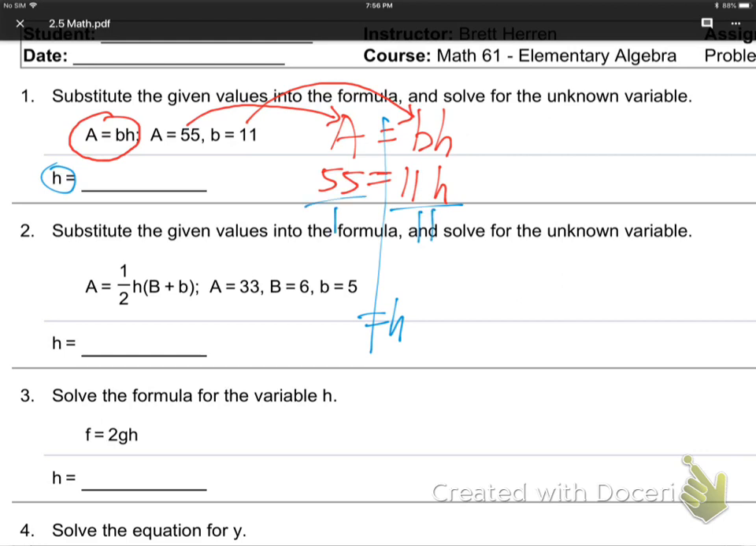And whatever you do to one side, do to the other. Does that make sense? And what's happening on that other side? 55 divided by 11 is going to be 5. So H is 5, and we're done with number 1. Is that making sense? How are we doing?